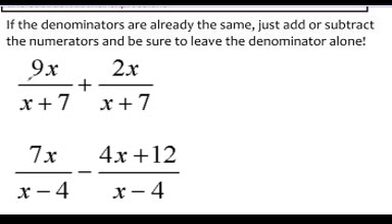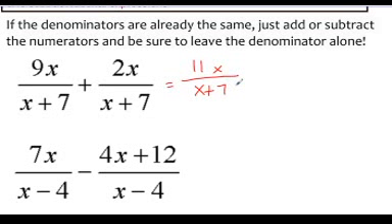If I give you a problem that looks like this, and I say add together these two rational expressions, really we're just going to look at the denominators, say, okay, in this case they match. We're good. I don't have to do a whole lot. Okay, so I'm going to say in this case 9x plus 2x is 11x. Okay, and I'm going to leave the denominator alone. I'm not going to add together the denominators and say that that's 2x plus 14. Denominator stays the same, x plus 7.